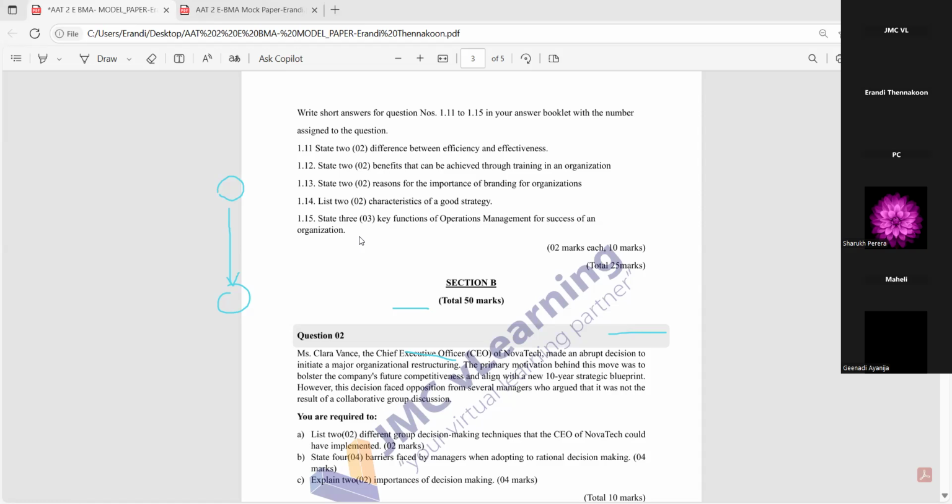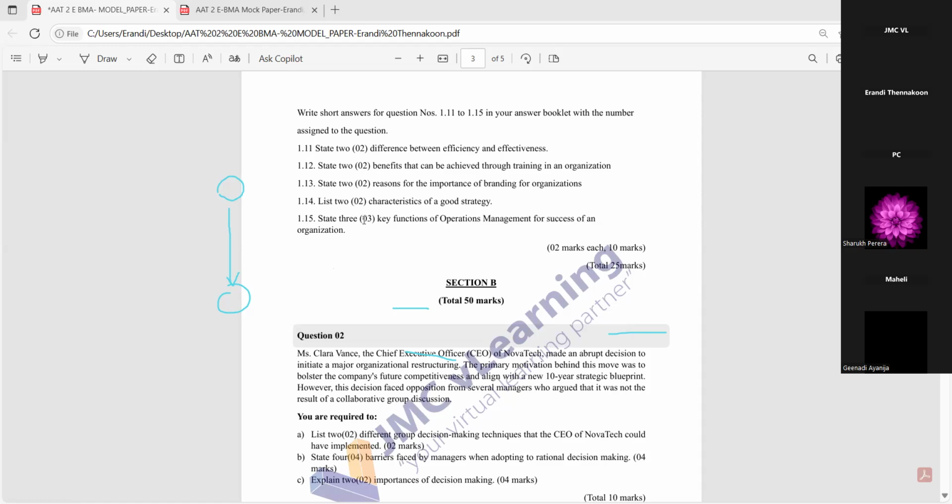Three key functions. You can write supply chain management, forecasting demand, capacity planning, or else you can write layout design, production scheduling, quality management, or supply chain management, or layout design. Like you can mix them. Anyway, you have to state only three key functions, right? There's no any order. So that is how you should answer these short answer questions.